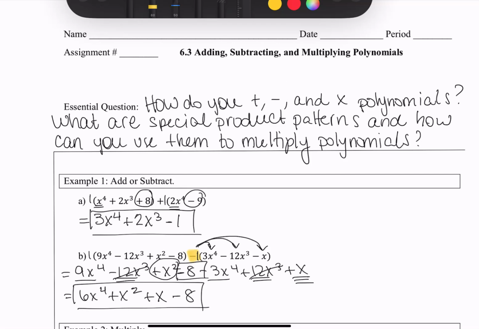We're going to continue 6.3, and today we're going to focus on multiplying polynomials. So I've added an essential question. For part 1, the question was, how do you add, subtract, and multiply polynomials? For part 2, our question now is, what are special product patterns and how can you use them to multiply polynomials? And you've seen some of these before.